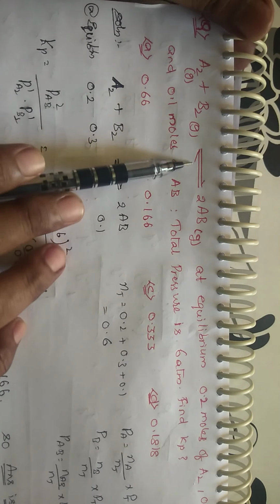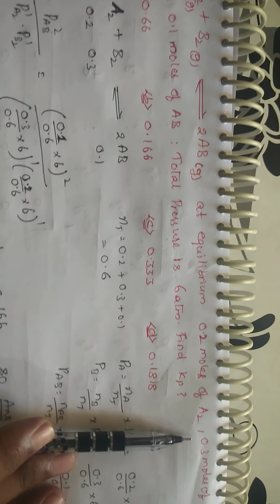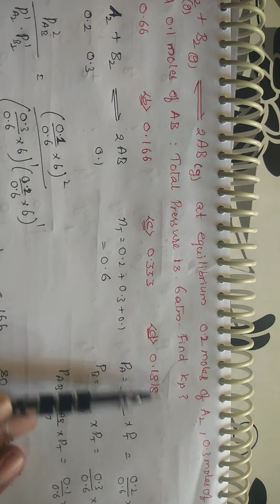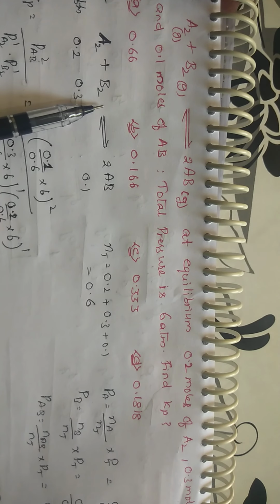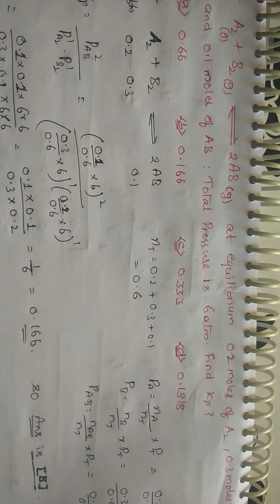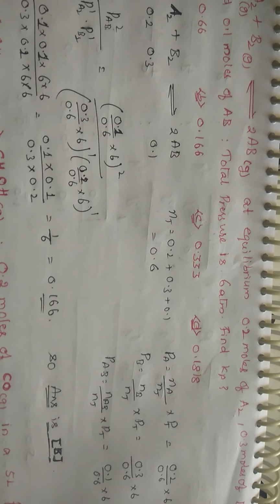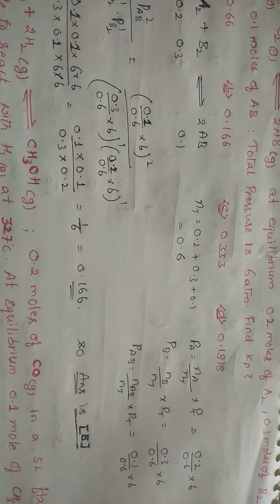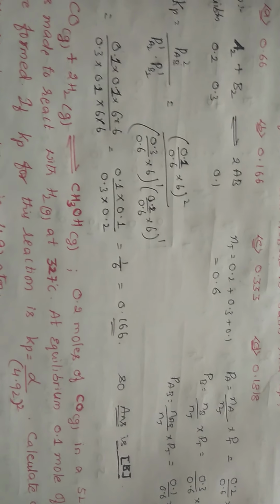Okay, students, take this question. You are having two more questions. This one: A2 plus B2 converting to 2AB. At equilibrium, 0.2 moles of A2, 0.3 moles of B2 and 0.1 moles of AB. Total pressure is 6 atmospheres. Find Kp. These are the options. And if you solve that, this is the pattern of solving the question. And finally, you will be getting the answer as 0.166. Answer is B.